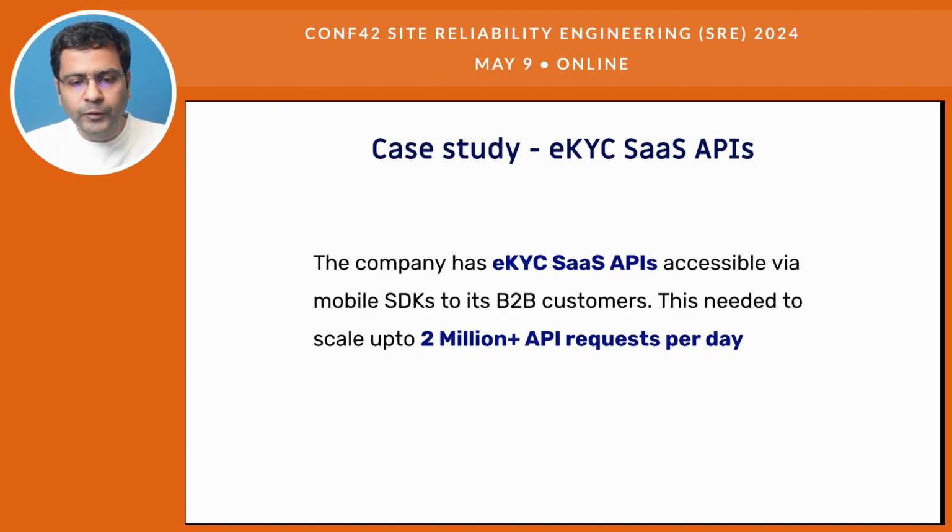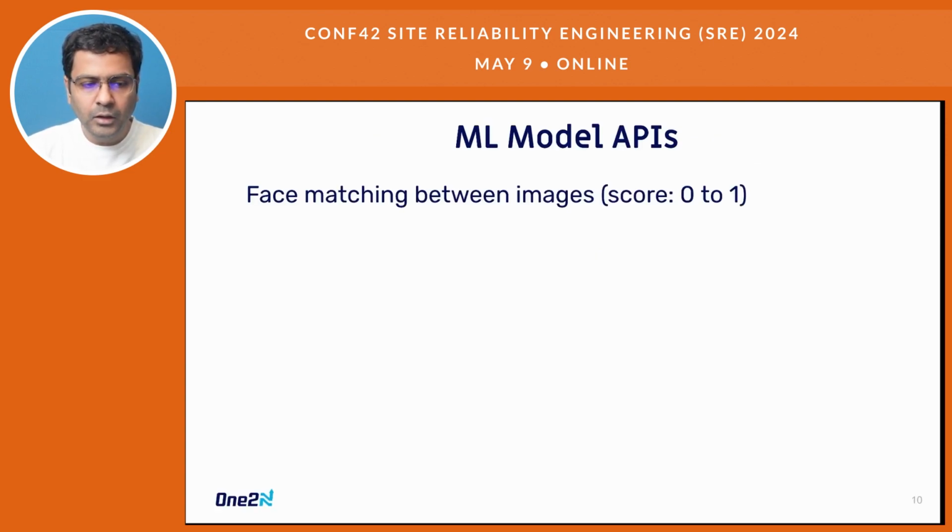We were working with a company which was building eKYC SaaS APIs, accessible to B2B and B2C customers. This needed to scale up to 2 million API requests per day to the model. Of the 3 or 4 APIs that we had, one was the face matching API. Imagine you provide 2 images to the model. You have to match the face between the 2 images, and the model outputs a score between, say, 0 and 1. Based on the matching score, you can decide if the 2 people in the images are the same or not. That's the face matching API.